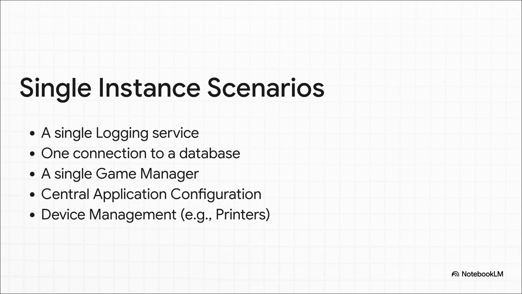You wouldn't want a bunch of different logging services all trying to write to the same file, just stepping all over each other's messages, right? And you definitely don't need 5 separate objects managing your single connection to a database. In game development, having one game manager is absolutely critical to keep everything in sync. The same thing goes for a central config file or a service that talks to a physical device like a printer. In all these spots, 1 is the magic number.